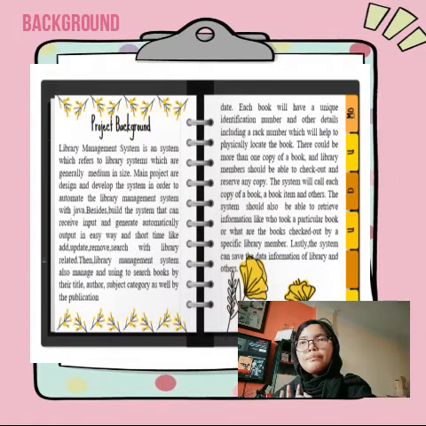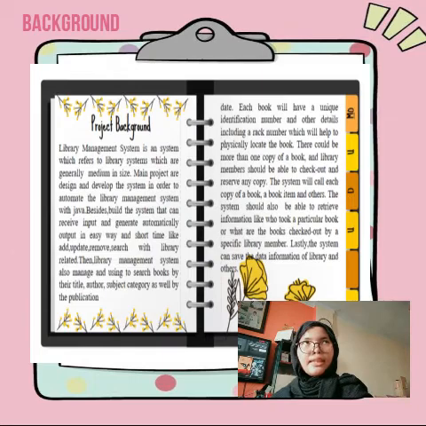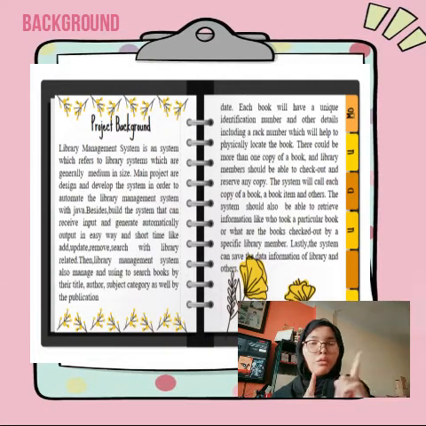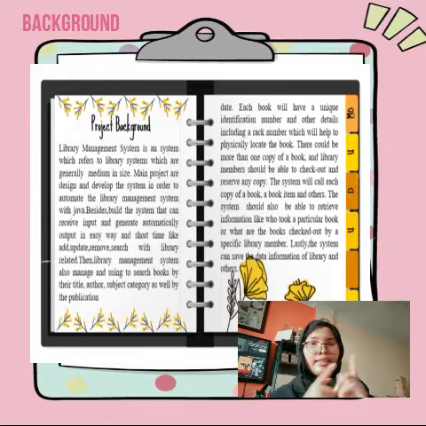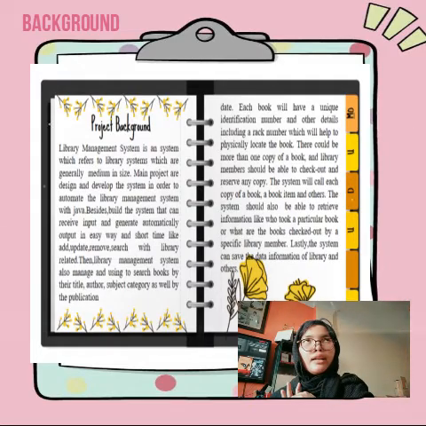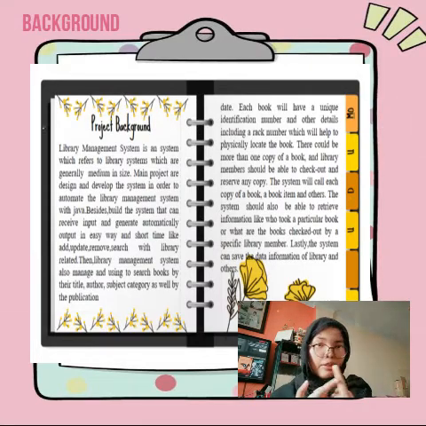And then the system should be able to retrieve information like who took a particular book or what books were checked out by a specific library member. So in here, it means that if one student borrows a book, their name and details are in the system. So if they are late returning the book, the system will inform the librarian.